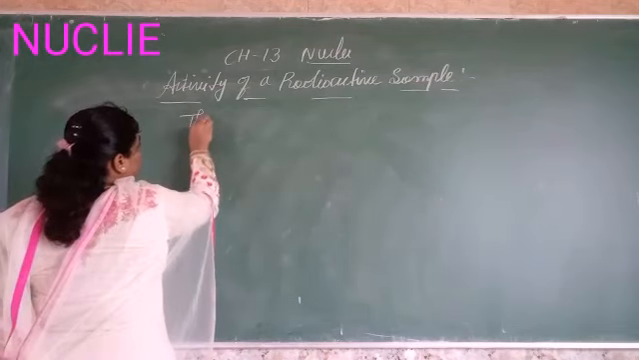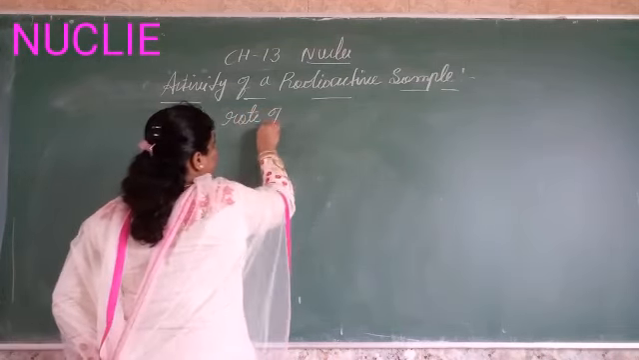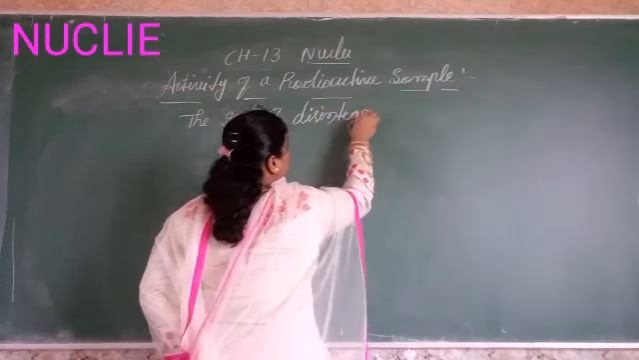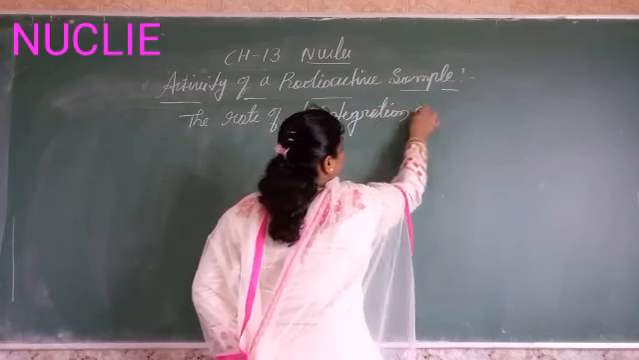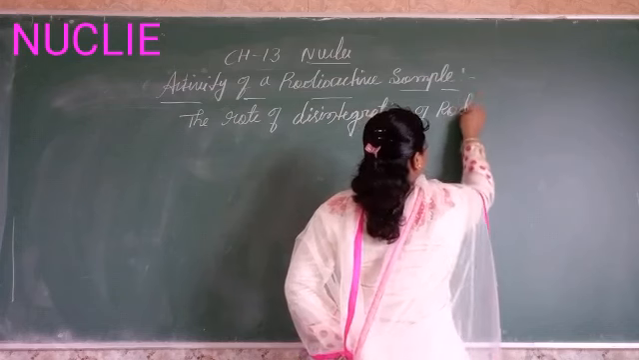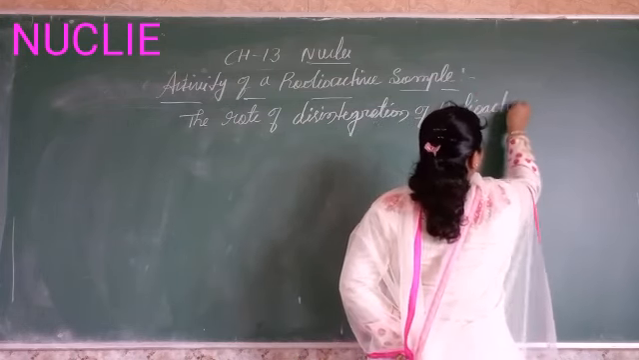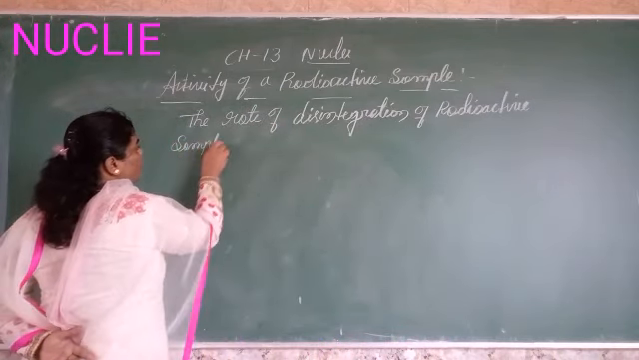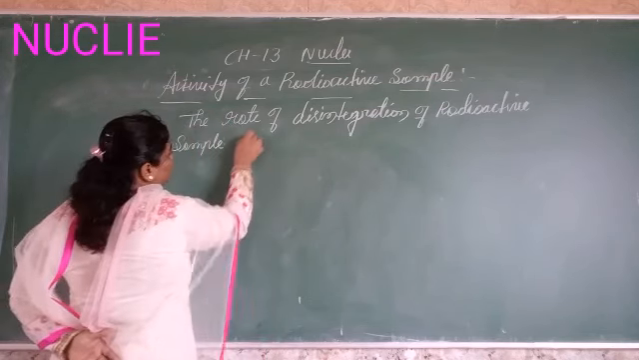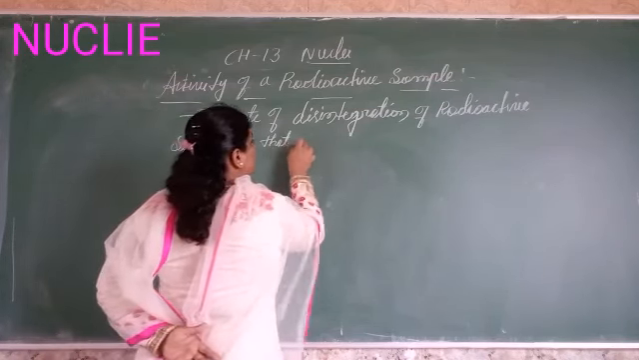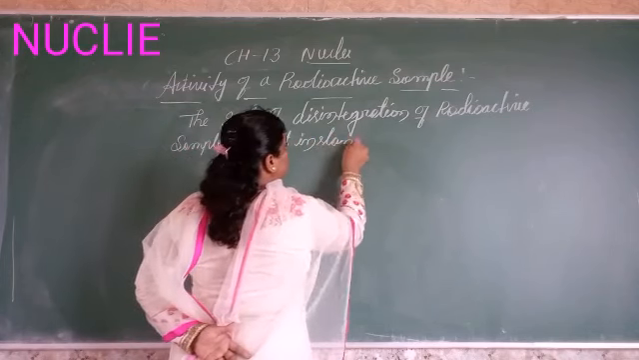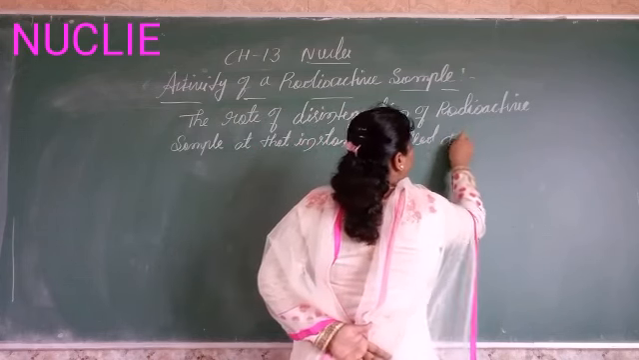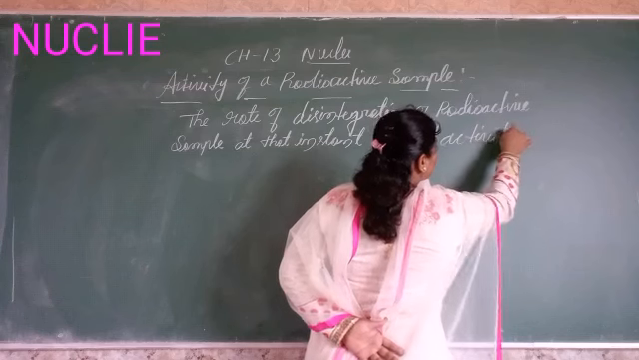That is, the rate of disintegration of the radioactive sample at that instant is called the activity of that radioactive sample.